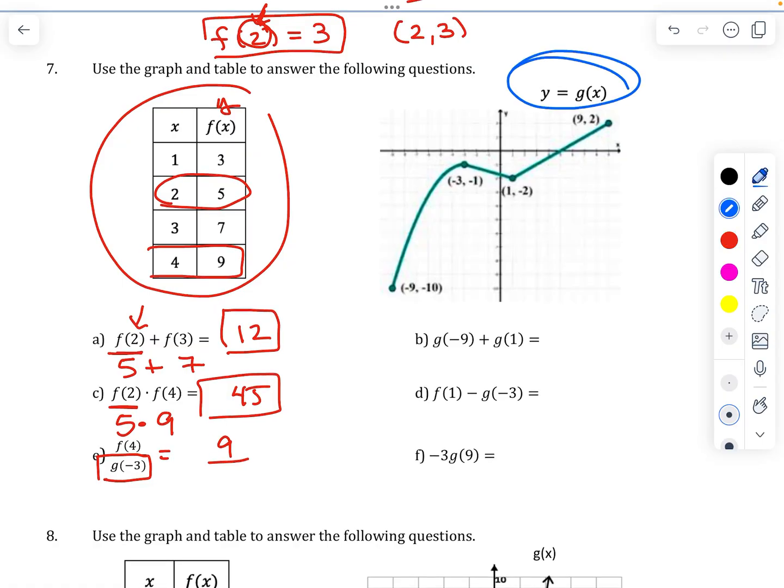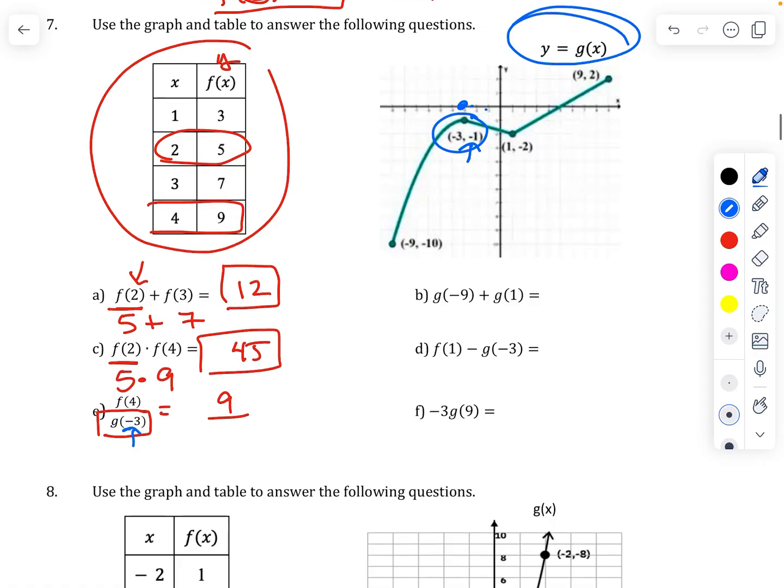This is your graph. So same thing. We need to figure out on the graph, where is the x negative 3? Well, negative 3 is here. Oh, there's the point. What's the matching y? The matching y is negative 1. So that's your y value. So this is negative 9.